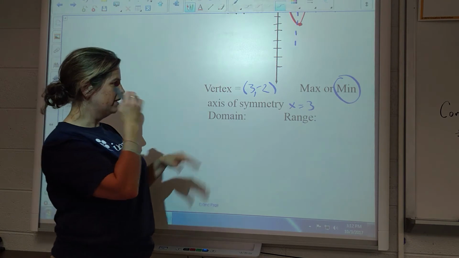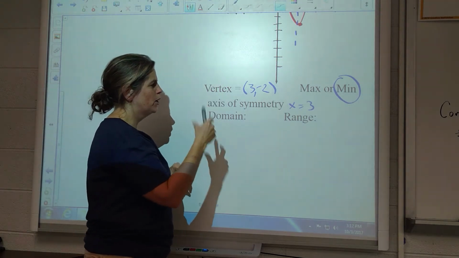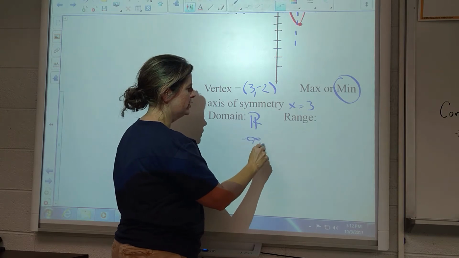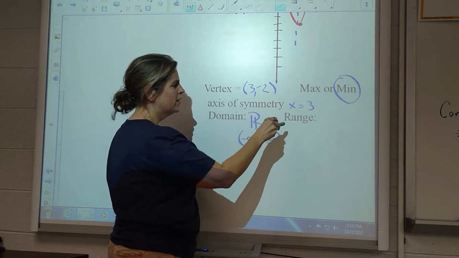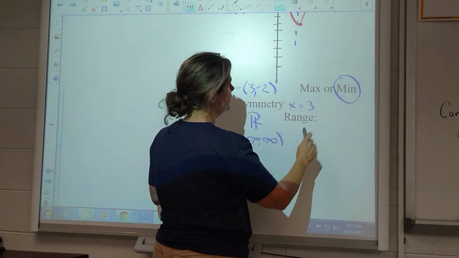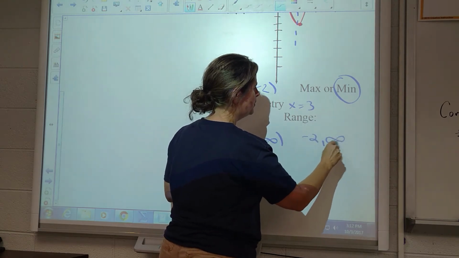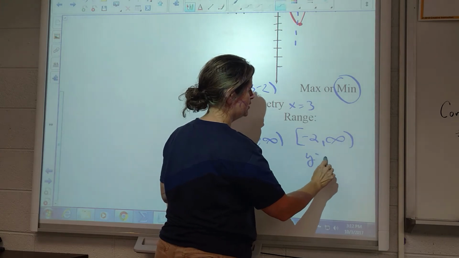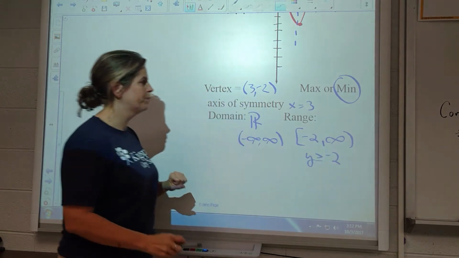Range and domain. The domain for any parabola opening up or down is going to be all reals, either way you want to write that. The range starts at negative 2 and goes up infinitely. So it would look like that, or you could say y is greater than or equal to negative 2.